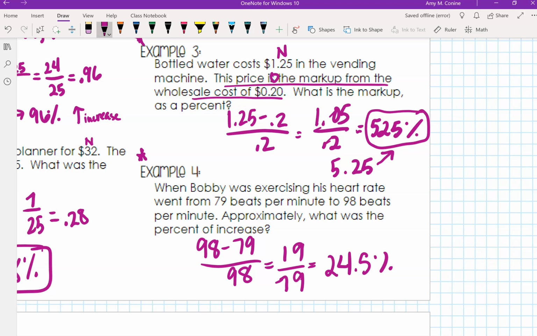So example 4, our last one for percent increase, you're going from your original 79 beats per minute to the new 98 beats per minute. I wrote the wrong number, so 79. So then you get 19 divided by 79, and you should get 24, just 24%. I apologize, there we go. Okay, 24%. So it was a 24% increase in his heart rate.